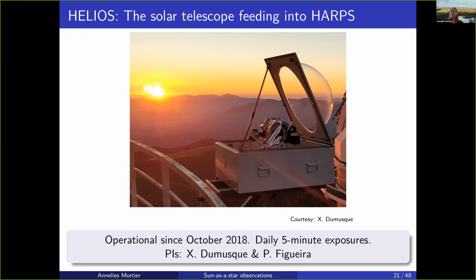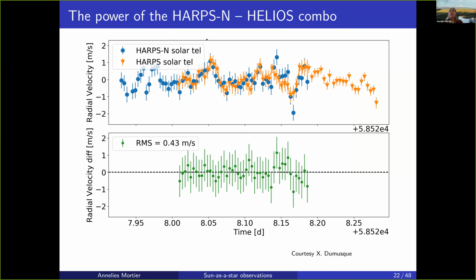By the way, the solar data of HARPS, given that HARPS is an ESO instrument, several of that data after a proprietary period is publicly available through the ESO archive. Now, the power of having both HARPS-N and Helios came very, very quickly. La Palma's day and the Chilean day do overlap.